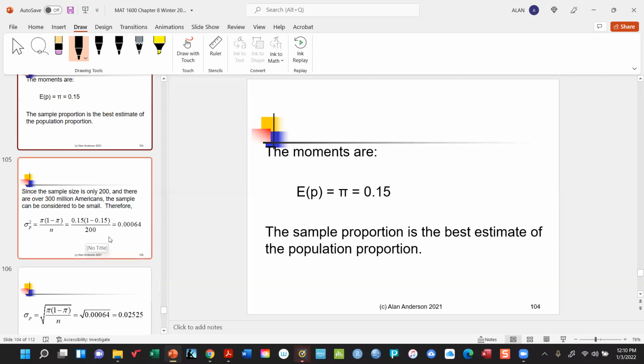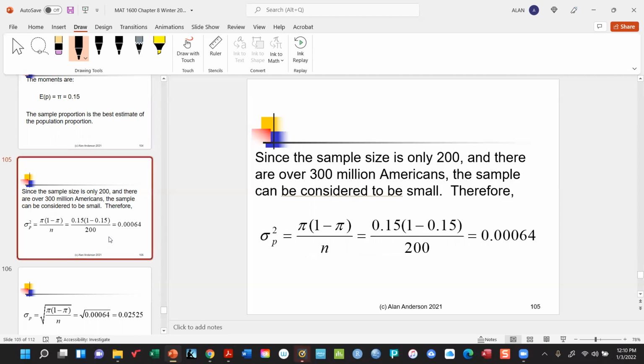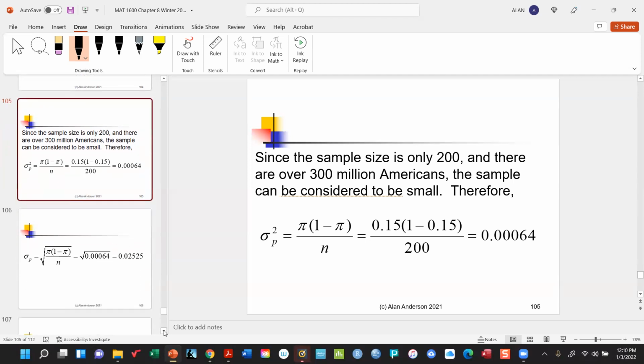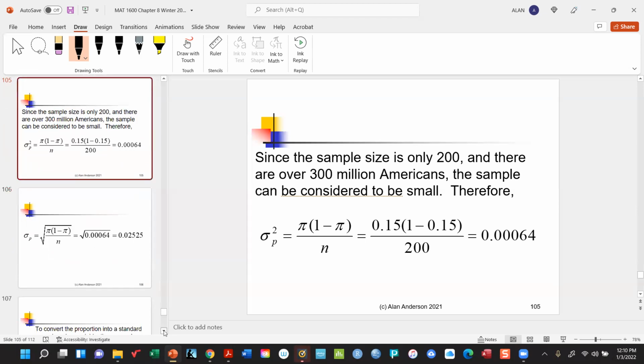All right, now the variance here is defined. By the way, if you notice, the variance for the sampling distribution of P is a little different than it was for the mean. Pi times 1 minus pi over n. In this case, we have about 0.0064 as our variance, which implies that our standard deviation is the square root of that, which is still a very small number. It's a little larger than that, but it's not that big.